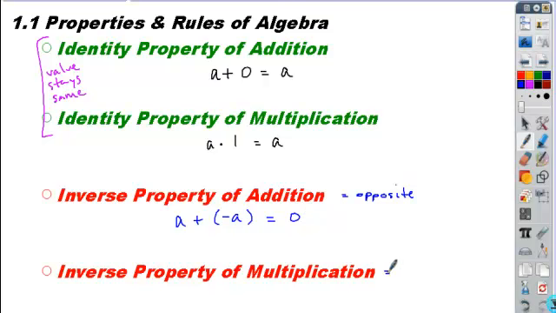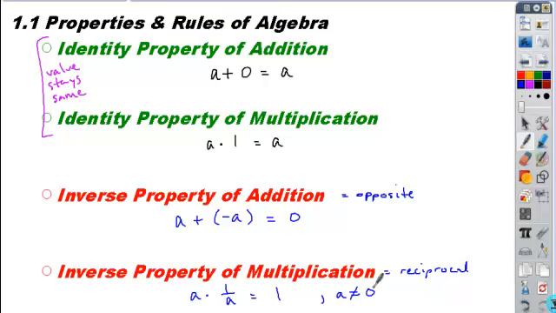And then the inverse property of multiplication, remember we're looking at the reciprocal here. If I took A and multiplied it by its reciprocal, it's going to have a value of 1. And again, assuming that A wasn't 0, where it would be an undefined value, that inverse property will hold true.